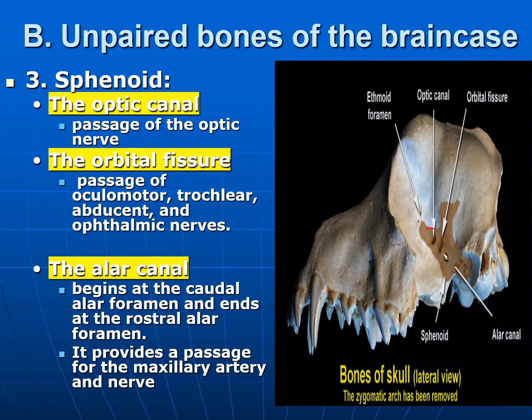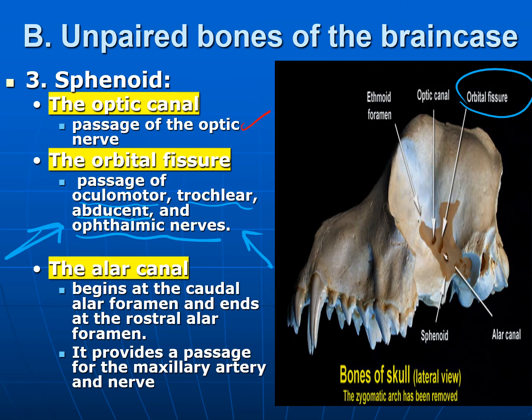So this is the first one here. This is the optic nerve. As I said, it's a passageway for the optic nerve. Then we have the second opening here, which is the orbital fissure, a passage of the oculomotor, trochlear, abducent and ophthalmic nerves. These nerves supply the eye and the structures found around the eye, and we're going to talk about them when we talk about the eye anatomy.